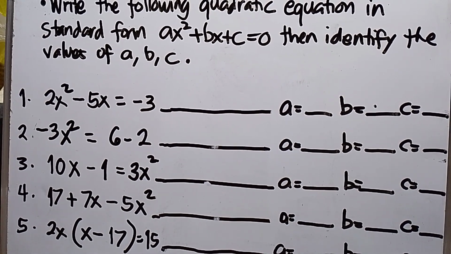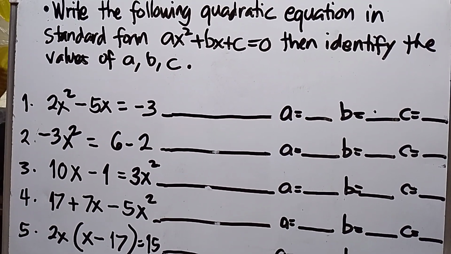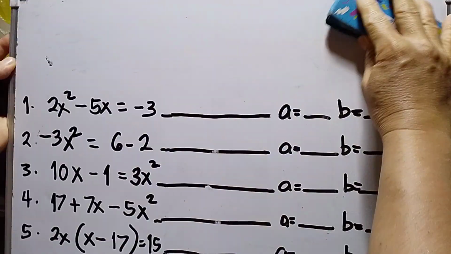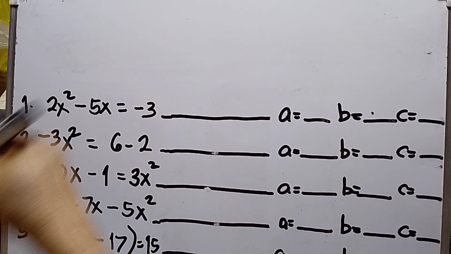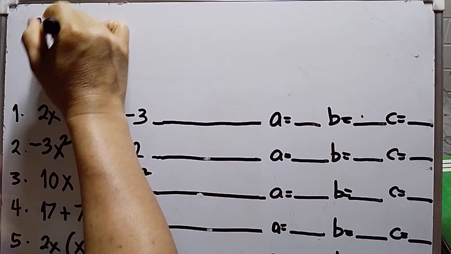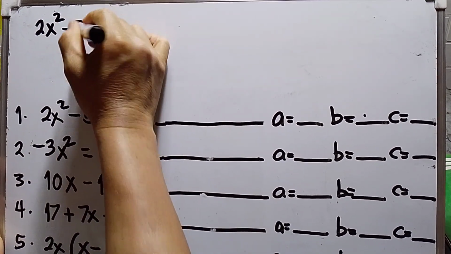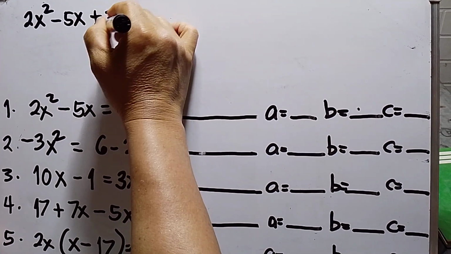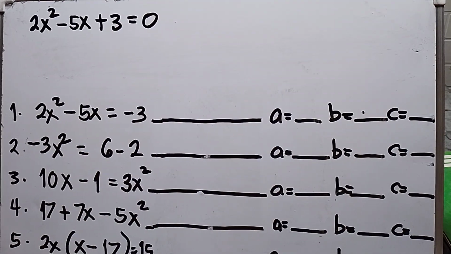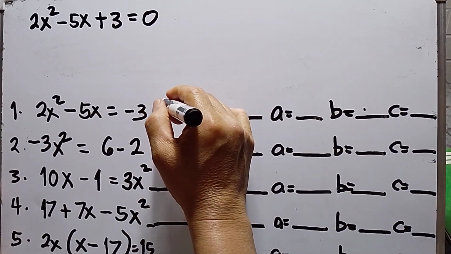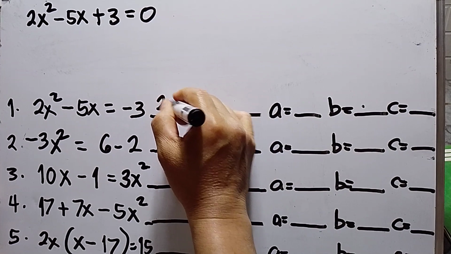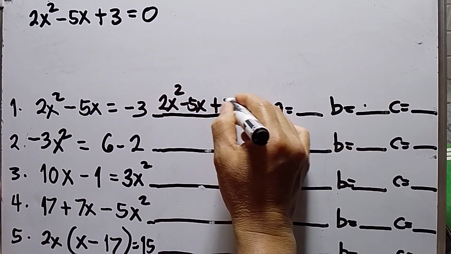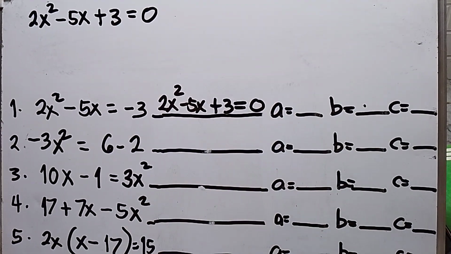So I have here number 1: 2x squared minus 5x is equal to negative 3. I need to write it in the standard form. So 2x squared minus 5x, then I need to transpose the negative 3 to the left side. This will be plus 3 is equal to 0. So this is now my standard form in number 1: 2x squared minus 5x plus 3 is equal to 0.